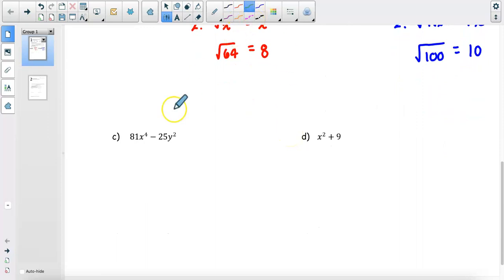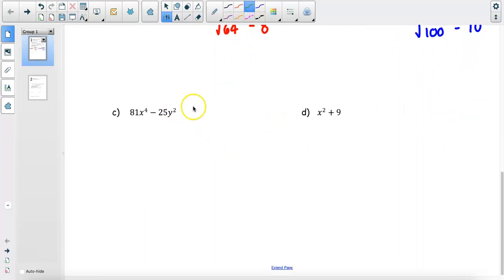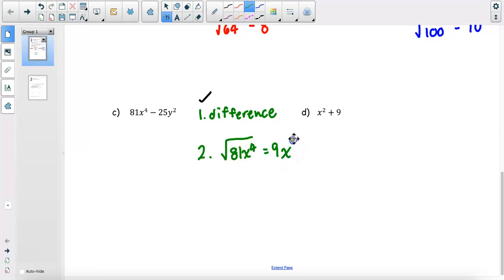Let's take a look at the next example. We have 81x to the 4 minus 25y squared. So again, do we have a GCF from this? 81 and 25, we cannot factor out a number, and x and y, since they're different variables, we cannot. So we can see there are two terms. Do we have that difference? We can see that negative. Yes, we do. So the next thing we're going to do is see if we have two perfect squares now. So we're going to take the square root of 81x to the 4, and this is going to be the square root of 81, which is 9, and the square root of x to the 4 is x squared.